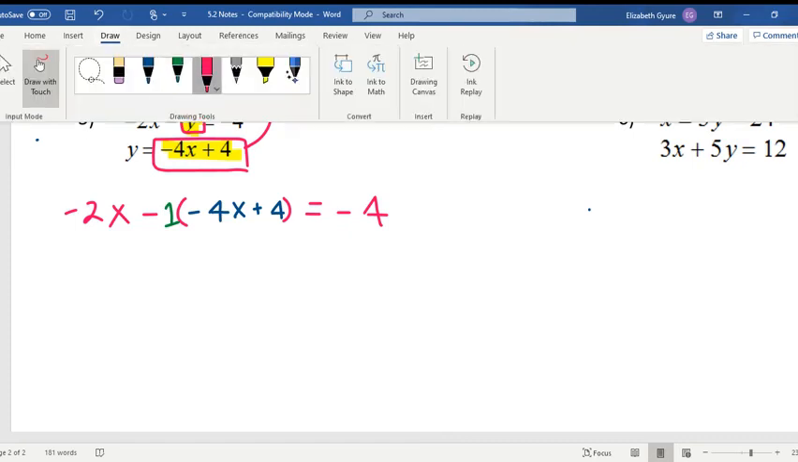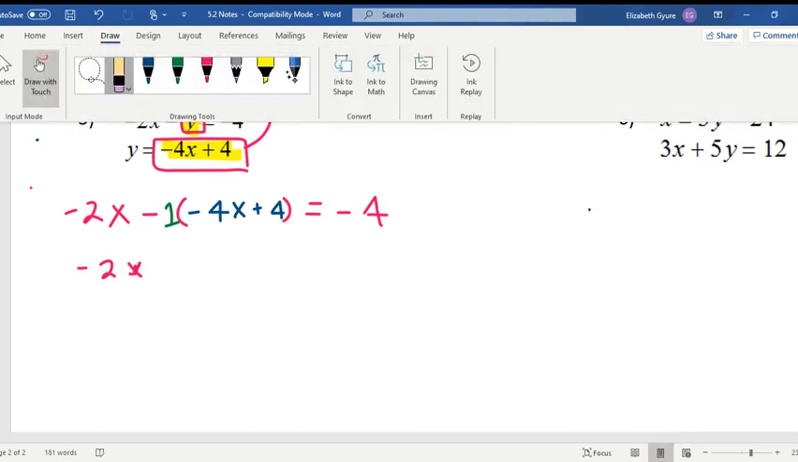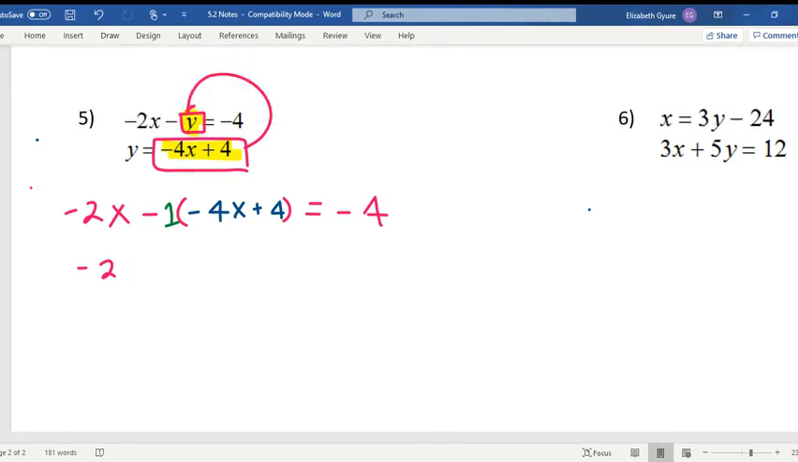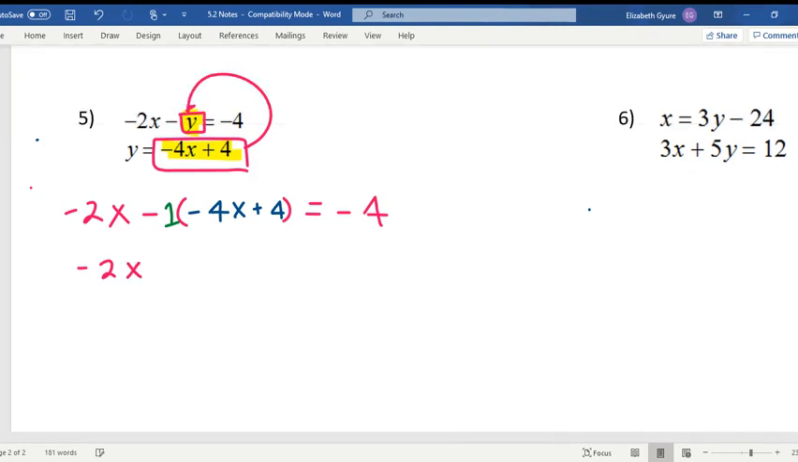Okay, so do we want to do anything with the negative 2x yet? No, we're just going to drop it down. We're just going to bring it down. We can't do anything with it yet. So just bring it down. Okay, now we're going to distribute our negative 1.